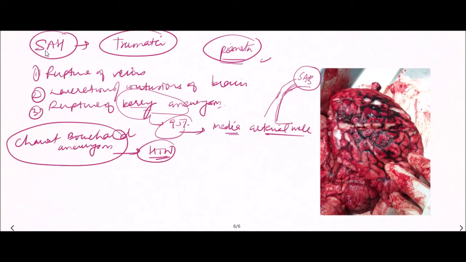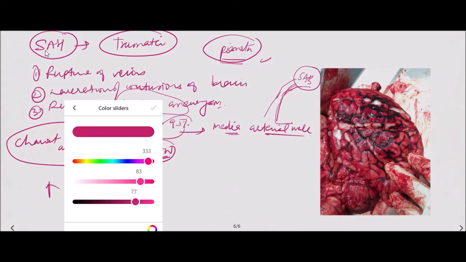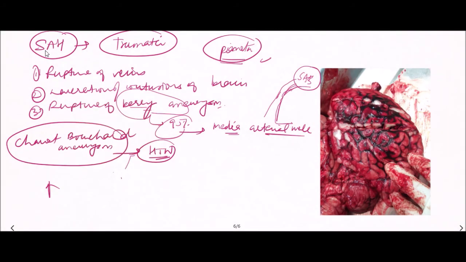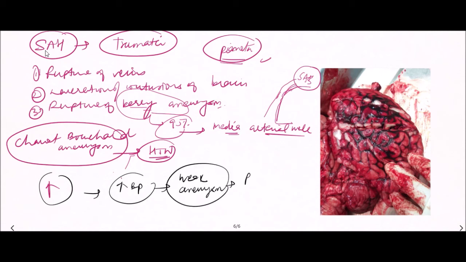Now, what happens during assault, physical assault, or emotionally active states? There is increased catecholamine. The increased level of catecholamines is responsible for increased BP, and at that time the weak aneurysms may rupture.